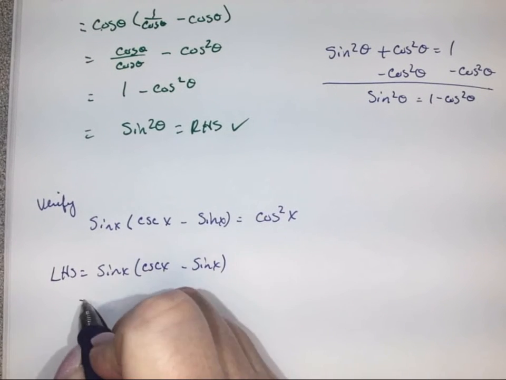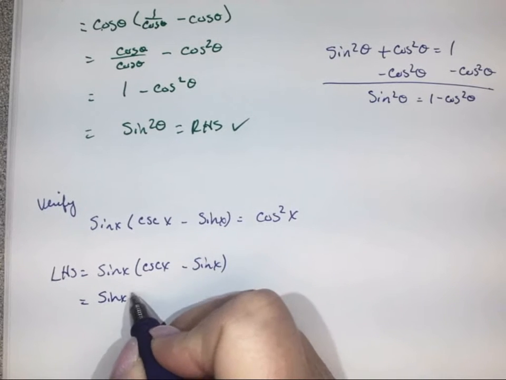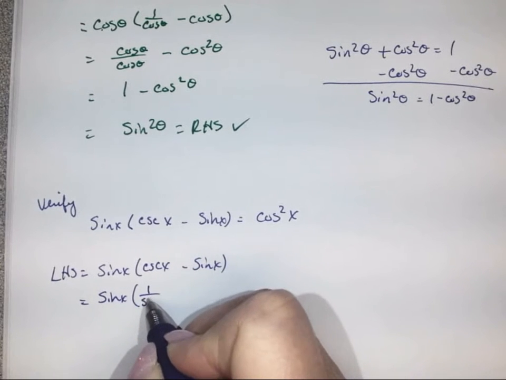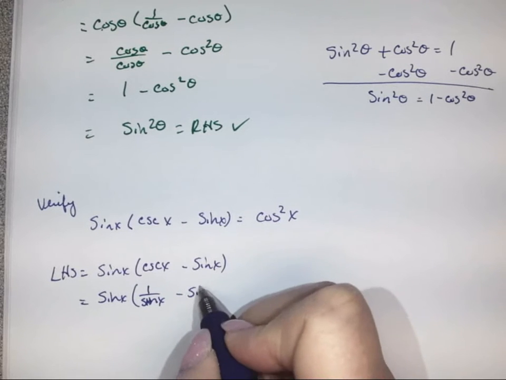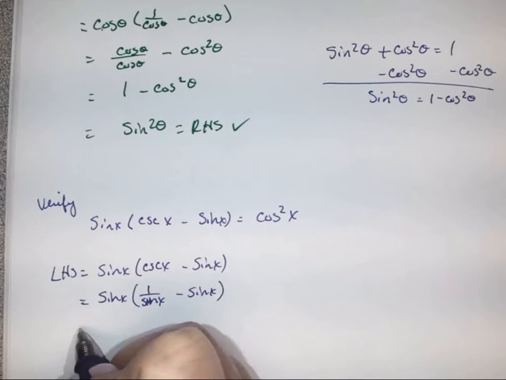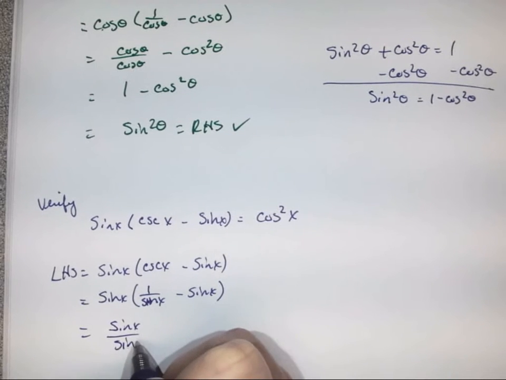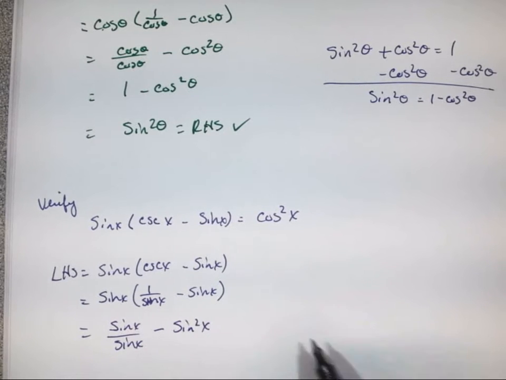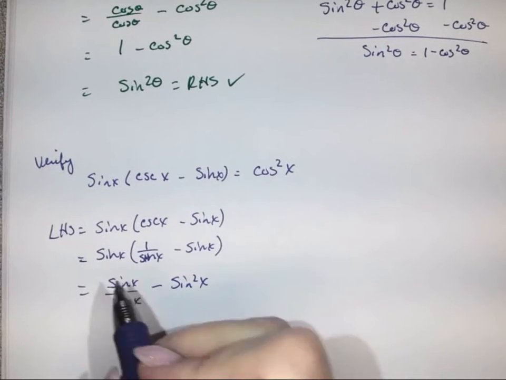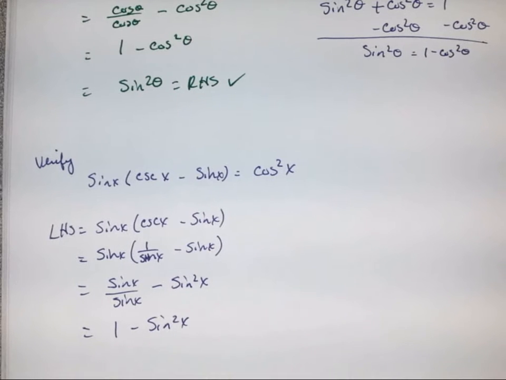And I'm going to rewrite it now in terms of sine and cosine. So we have sine x. Cosecant x is the reciprocal identity of sine. So we have 1 over sine x minus our sine x. Distributing our sine x, we'll get sine x over sine x minus sine squared x. Well, that's 1 minus sine squared x.